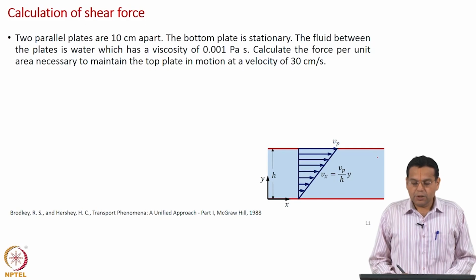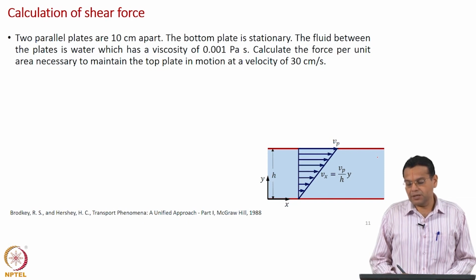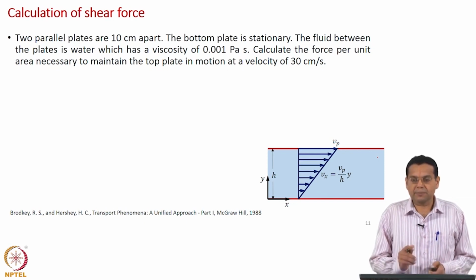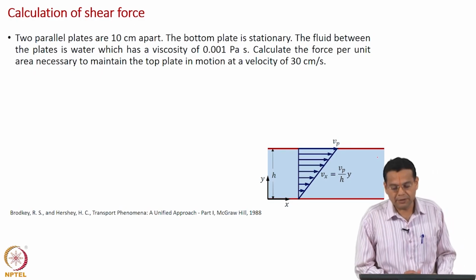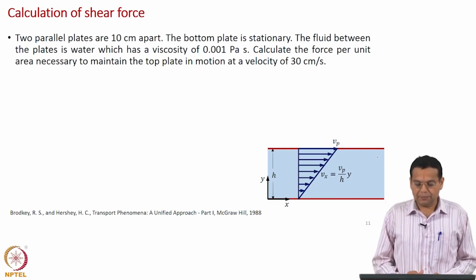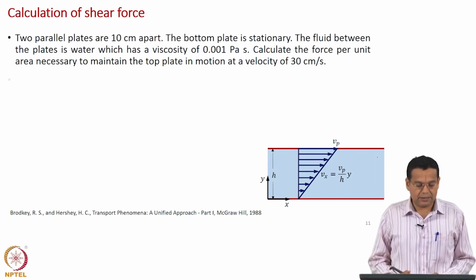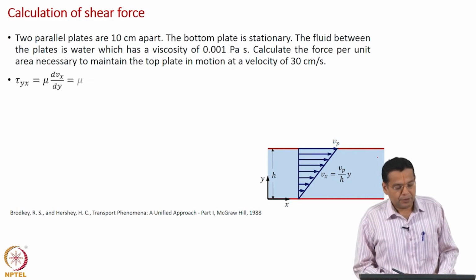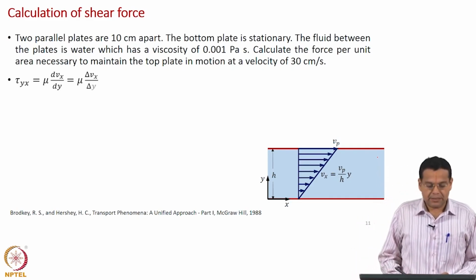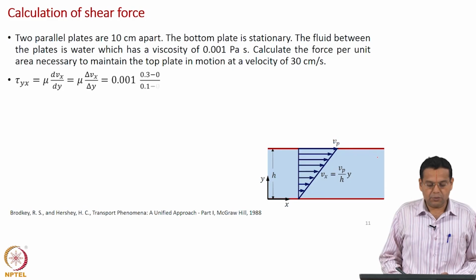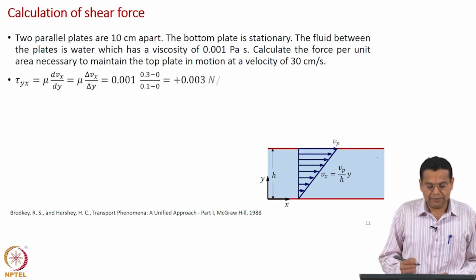Calculate the force per unit area necessary to maintain the top plate in motion at a velocity of 30 centimeters per second. So, a very simple application of the one dimensional form of Newton's law of viscosity. You have to keep the top plate moving at 30 centimeters per second. Okay. So, let us write down Newton's law of viscosity in the differential form. Tau yx is equal to mu dvx by dy.